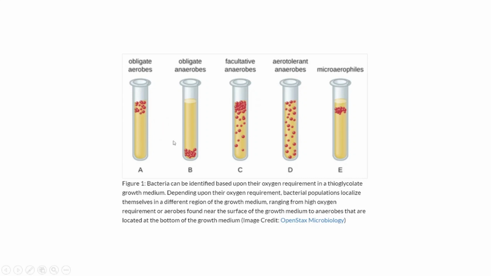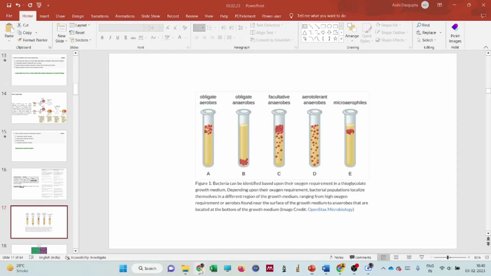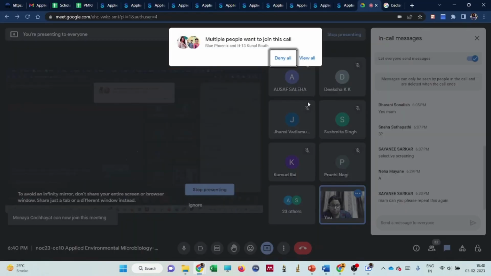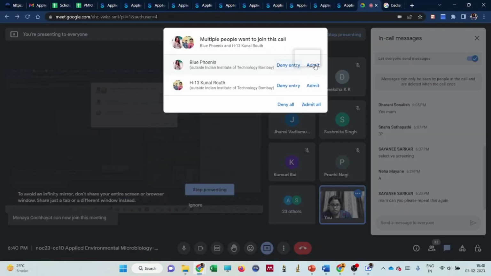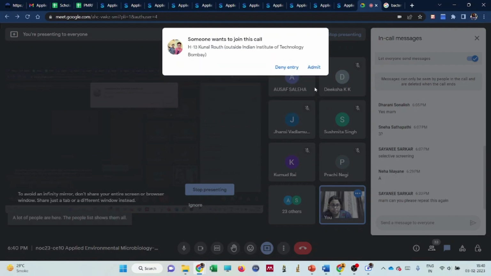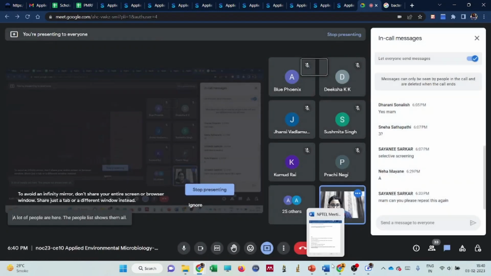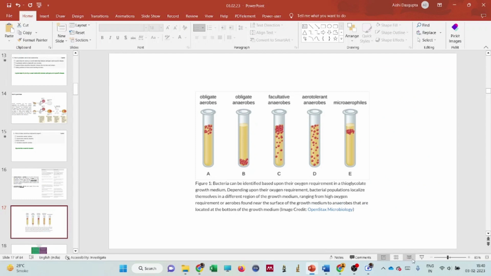We know a little bit about the Krebs cycle.